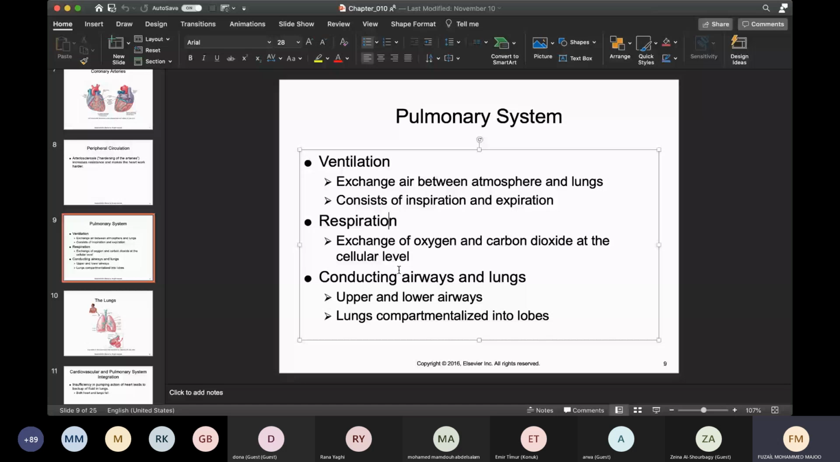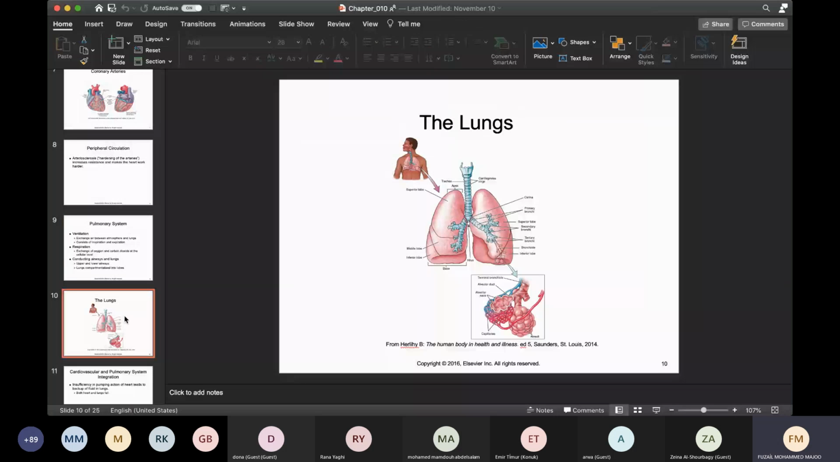The airways end up being divided into what they call the upper and lower conducting pathways. And when you look at the lung as a whole, they end up being compartmentalized into lobes. So let's take a look at a photograph of that. These are those conducting pathways. You have this trachea, composed of cartilaginous rings that help keep it open. When you breathe in, it prevents this tube from collapsing on itself.